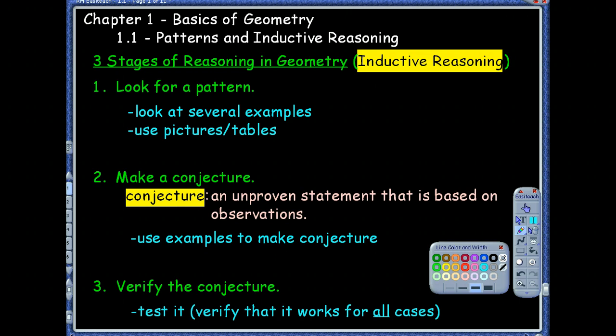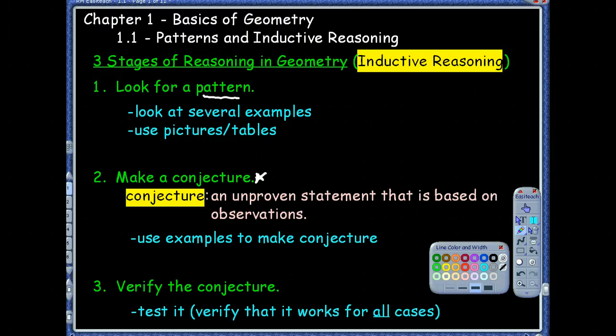All right, so we're starting off with the 3 stages of reasoning in geometry, and we're going to be focusing on inductive reasoning. Inductive reasoning has 3 stages. The first stage is look for a pattern, and patterns you guys have dealt with before, so this is not a new concept, nothing to be scared of. When you look for a pattern, you have to look at several examples first. Sometimes you have to draw a picture or look at a table to see what's really happening in the example. Absolutely. And the next stage is to make a conjecture.